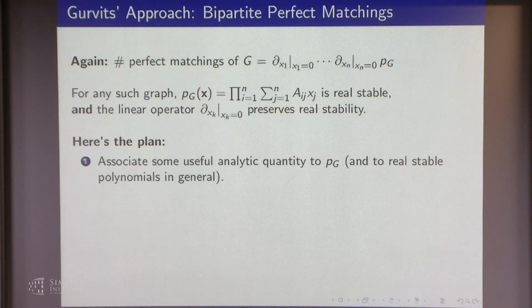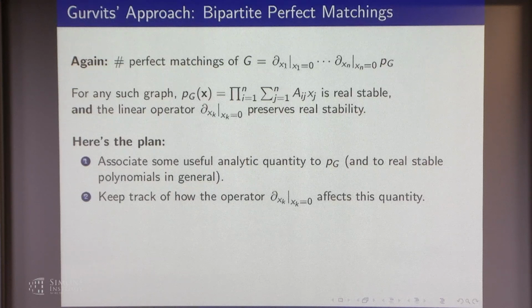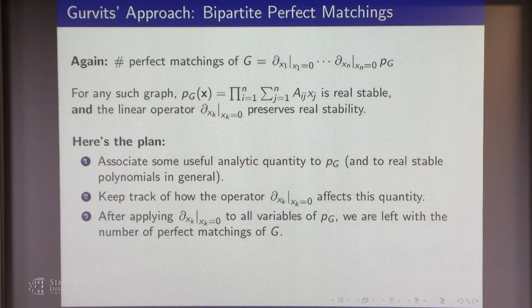We're going to associate some useful analytic quantity to this particular polynomial, and hopefully to real stable polynomials in general. We're then going to keep track of exactly how this operator affects the quantity. So we apply this operator, and hopefully we can get some bound on how much this thing is going to change. And then after we apply this to all the variables, we're going to be left with the quantity we want to bound. If this all works out in the way that I'm vaguely saying here, it's going to be really great because we'll end up getting some lower bound.